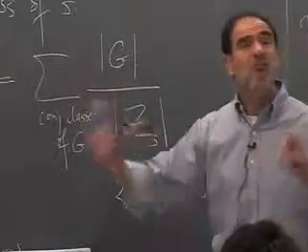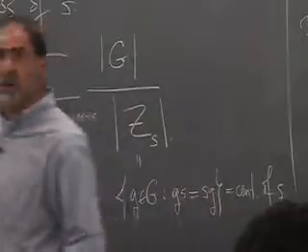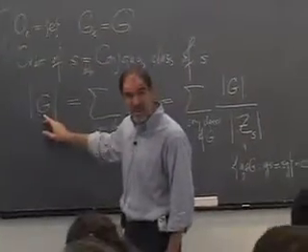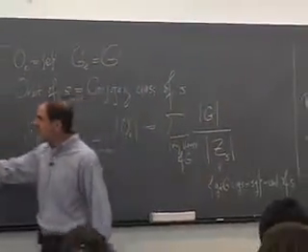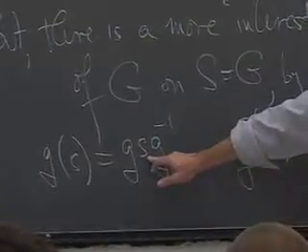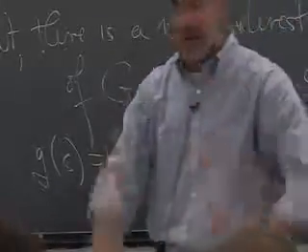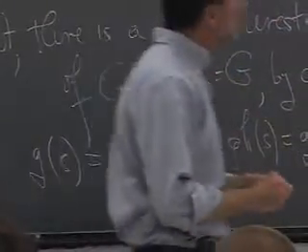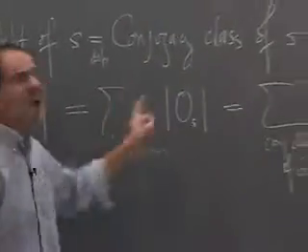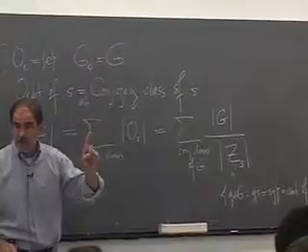Here's a particularly weird example of this. Suppose my group is abelian. Then gsg^-1 is equal to s for all g in G, because g commutes with everything. Everything commutes in this group. Consequently, in an abelian group, these orbits have one element in them. Every element is in its own conjugacy class.